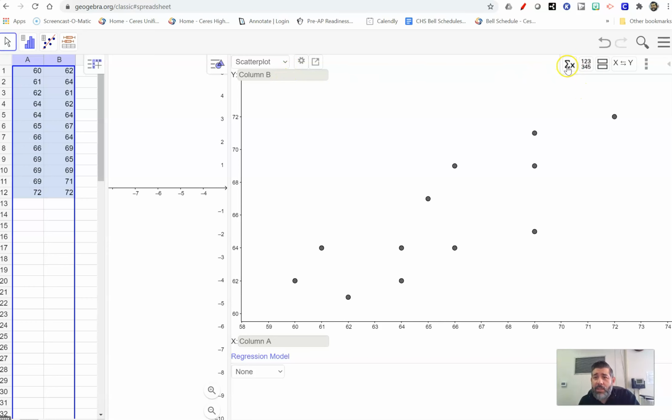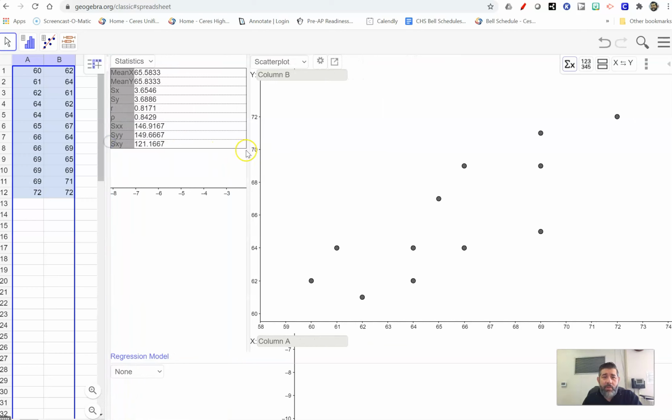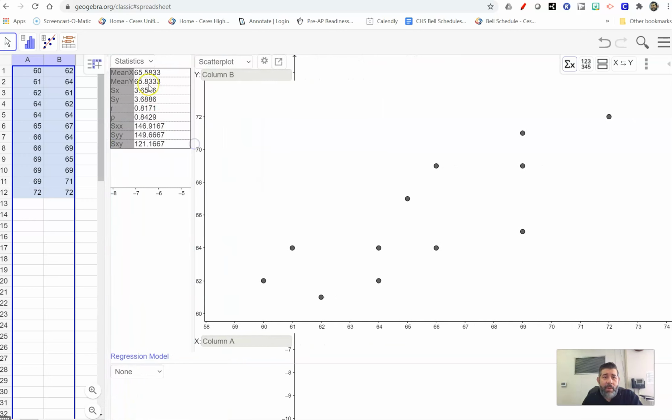I like to do this summary statistics just so I could have them on the side. I'm going to move this over here so I can see them a little bit better. All right, so I have my means and my standard deviations. And look, there's my R. So my correlation coefficient is 0.817. It's pretty good. So we would say that these data are pretty strong, right? Because we've got a pretty good correlation coefficient. All right, down here we see regression model. This is where we're going to put our line of best fit, or our linear regression.